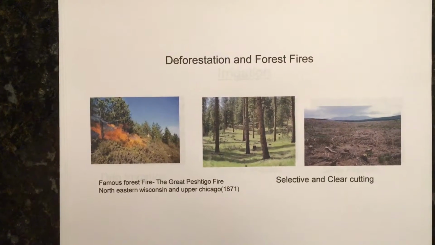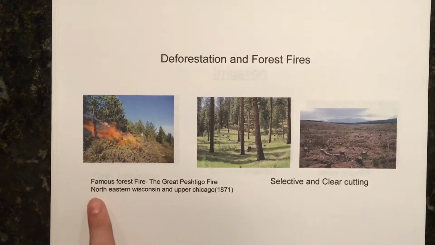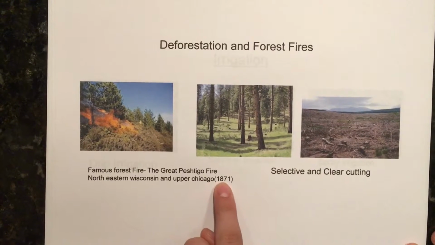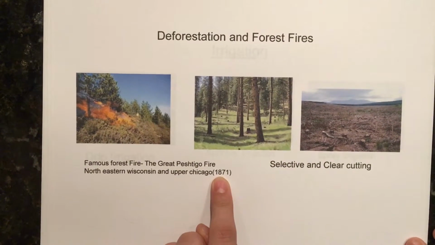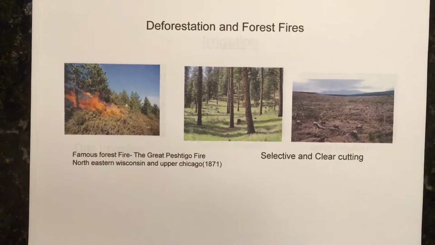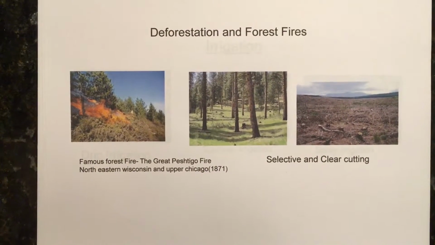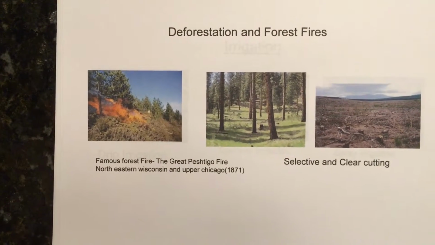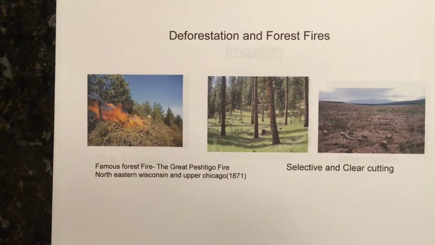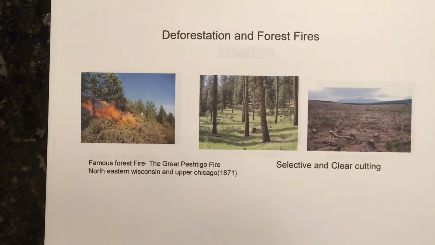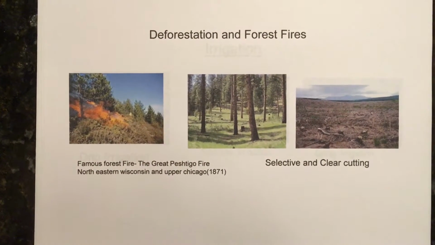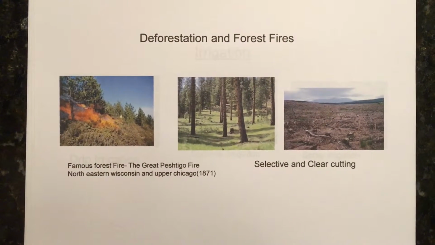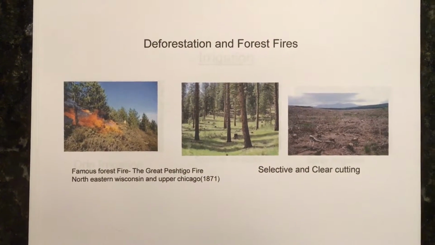Then we can look at a very famous forest fire that occurred in 1871, the Great Peshtigo Forest Fire that occurred in northeastern Wisconsin and upper Chicago. The Peshtigo Fire was a forest fire that took place on October 8, 1871. It was a firestorm that caused the most deaths by fire in United States history and was recorded to be the deadliest wildfire ever, with an estimated deaths of around 1,500 people. Occurring the same day as the more famous Great Chicago Fire, the Peshtigo Fire has been greatly forgotten.